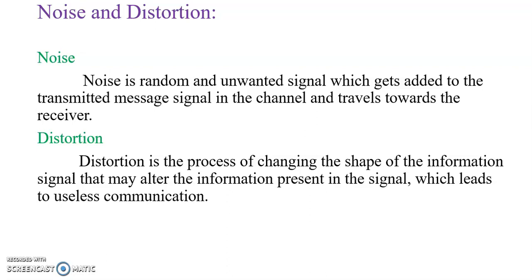And the next one is distortion. While the signal is traveling through the channel, due to some surrounding parameters, the shape of the signal changes. This will alter the information present in the signal, which leads to useless communication, because the information gets altered, meaning no useful communication will occur.